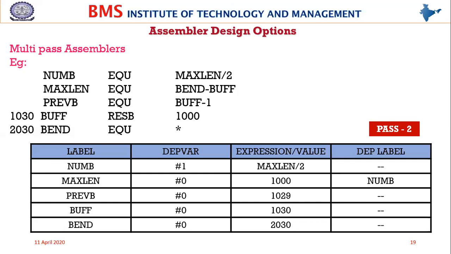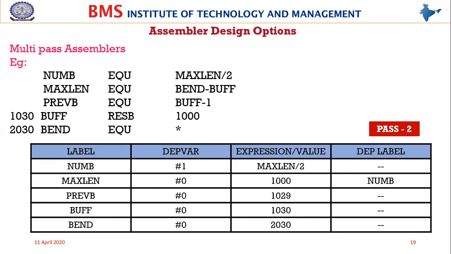You can see that PREVB is evaluated, got the address 1029 because buff minus 1. Buff already has got the address 1030. 1030 minus 1, 1029 is the address of your PREVB. So we got the value. So the expression is removed. If you can see in the previous slide, for PREVB we had the expression and there was no dependency on PREVB. The same continues here also. PREVB doesn't have any dependency, but PREVB now got the address.